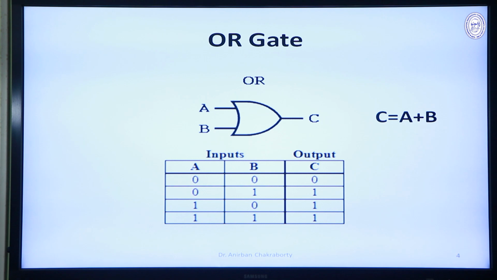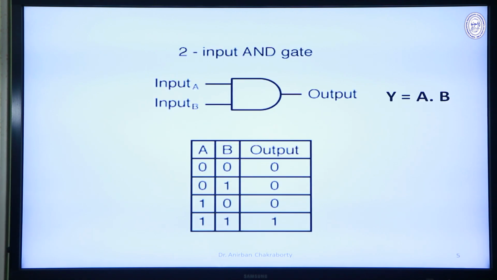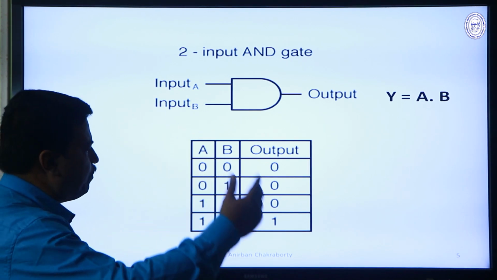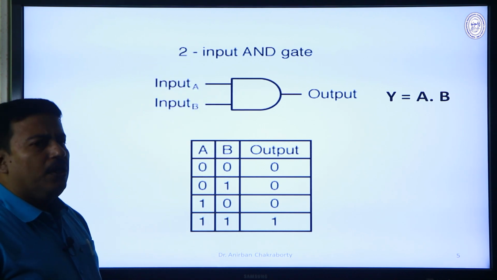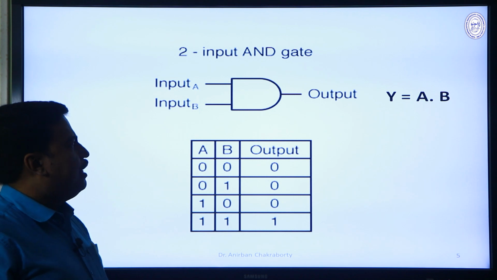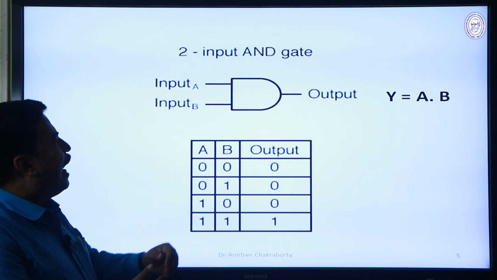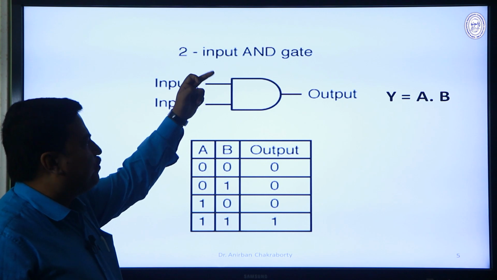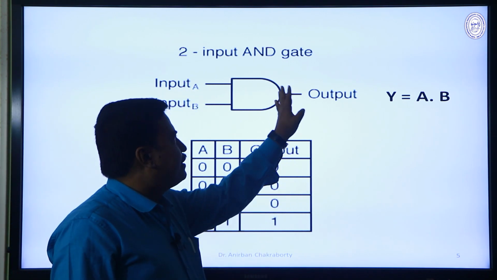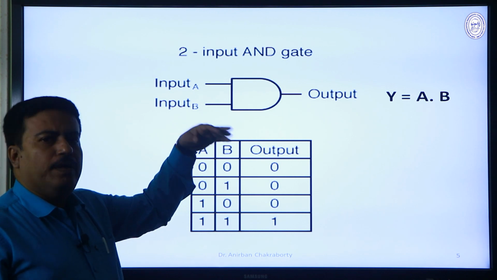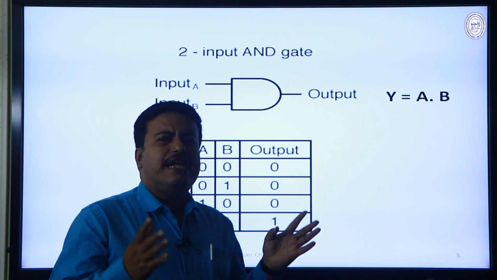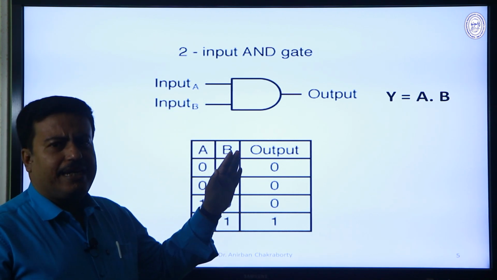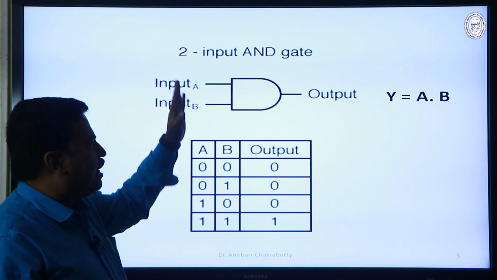Next, I am moving to another logic gate. This is the AND gate. Just like the previous one, here I have drawn a 2 input AND gate. An AND gate has a minimum of 2 inputs and just a single output. Just like the OR gate, there may exist any number of inputs greater than or equal to 2, meaning 2, 3, 4, 10, anything is possible.